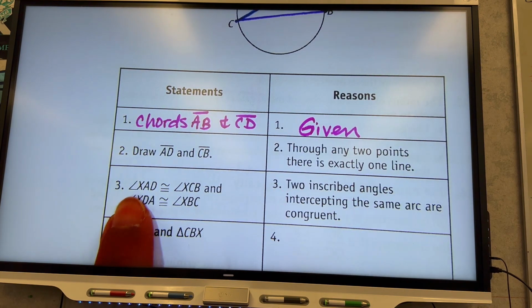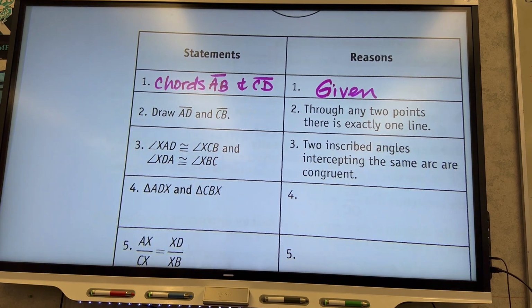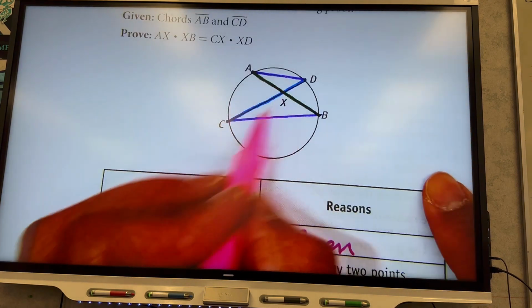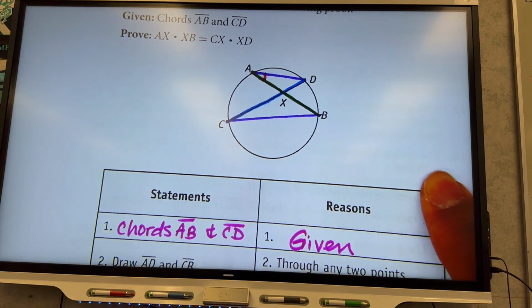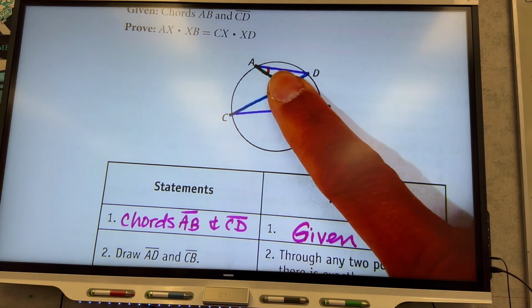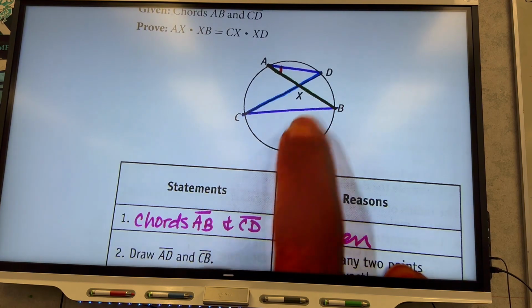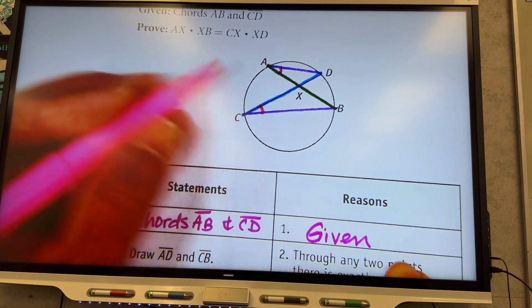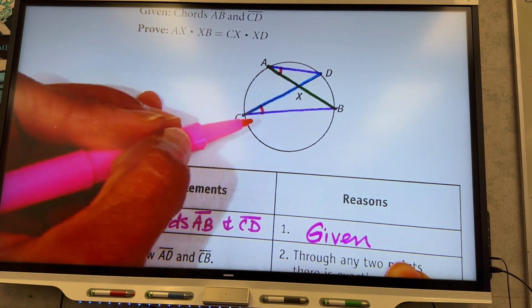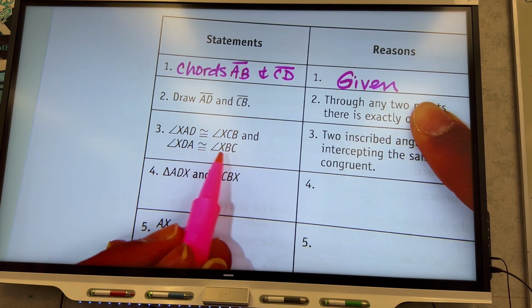Number 3, because of this twist tie situation, we can say angle XAD is congruent to angle XCB. So XAD, X to A to D, the middle letter always tells you where the angle is. So it's angle A. I'm putting a little line there because it's congruent to another angle. The other angle it's congruent to is XCB, X to C to B. So remember, the middle letter is where the angle is. So these 2 angles are equal. They're congruent. It also says XDA is congruent to XBC.